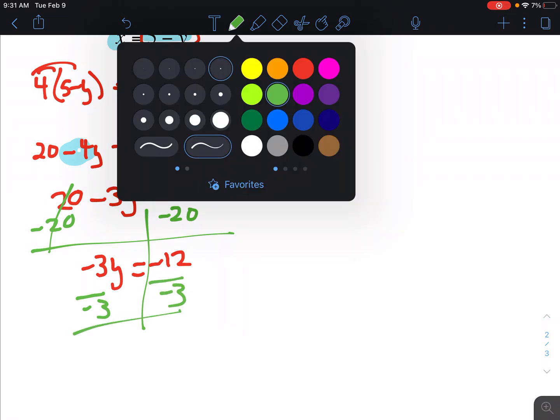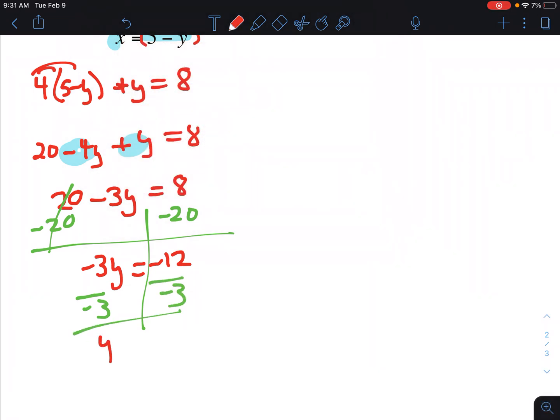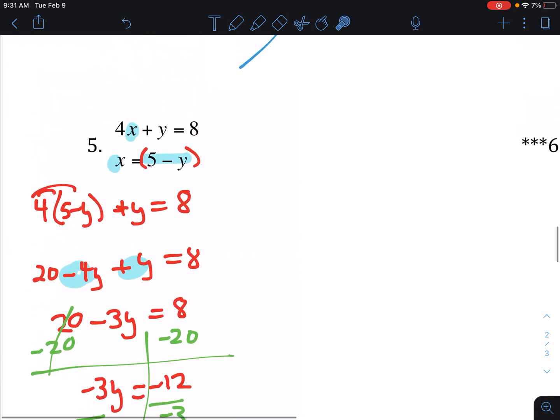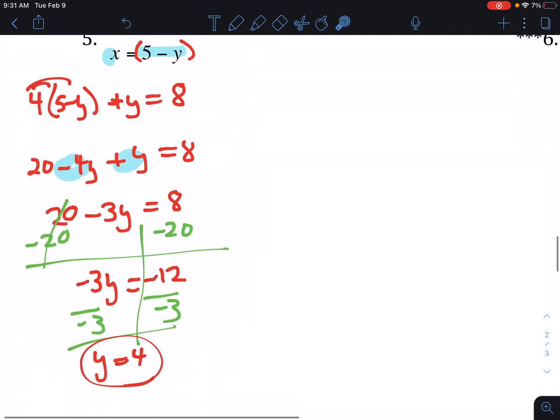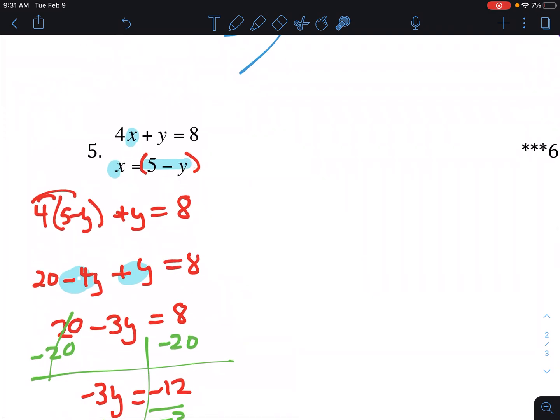And then y is a positive 4. Again, please be careful with your negative signs. So this time I got the y value first, right? And so I'm going to go up here and plug that number there. Y is 4, so check it out. 5 minus 4 is just 1. So that means x should equal 1.